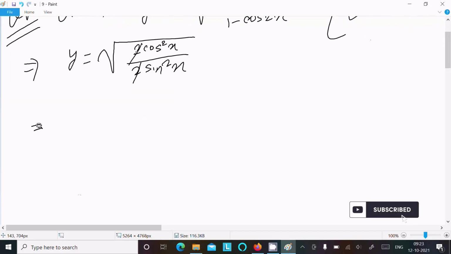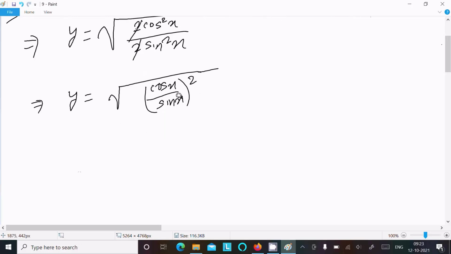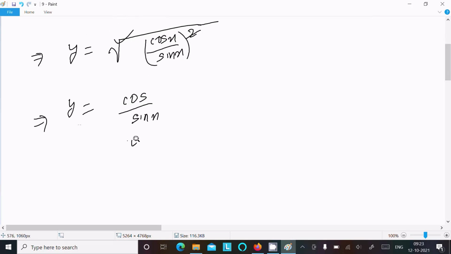After that, here y equals cos x by sin x, whole square. Both have power 2, so we can write whole square here. And now y equals, this cancels, root cancels by square. So here cos x by sin x. Now cos by sin is equal to cot x.